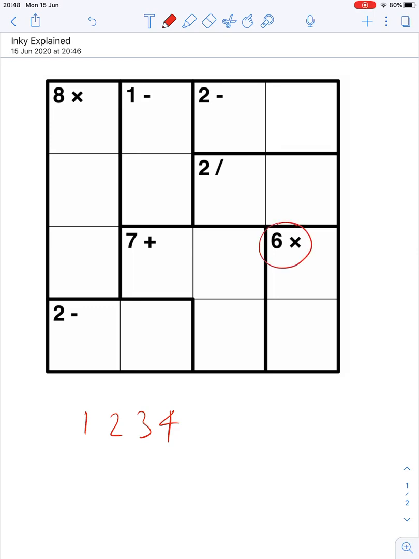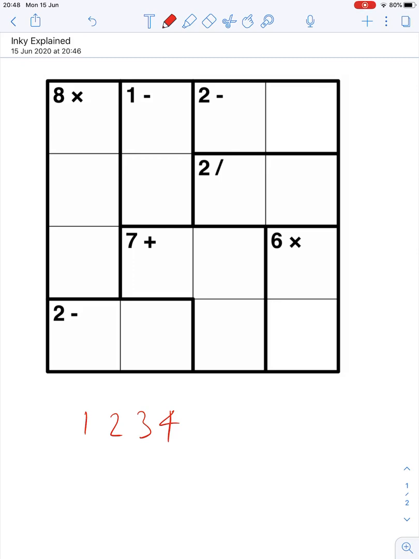So for example here, the 6 with the times sign means that the numbers you put in these two squares will multiply to make 6. The only confusing one, I suppose, is the slash sign, which stands for divide, which means that with these two numbers, one of them divided by the other one, the answer will be 2. Okay, let's see how we might go about solving a puzzle like this.